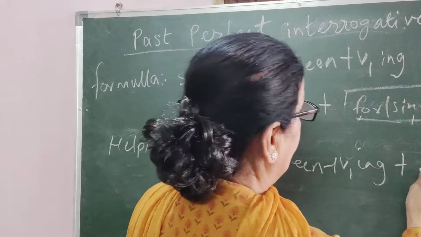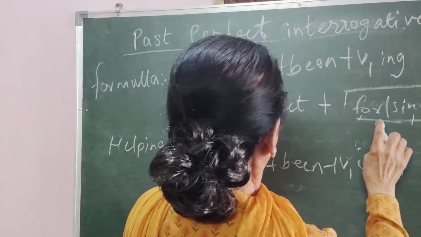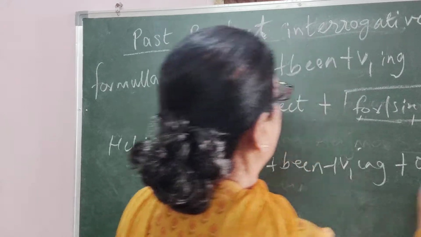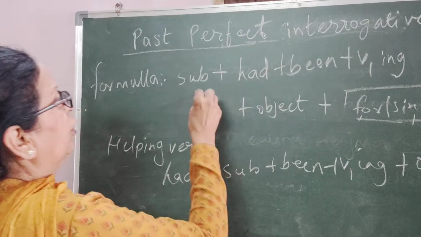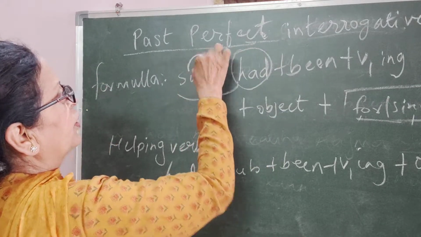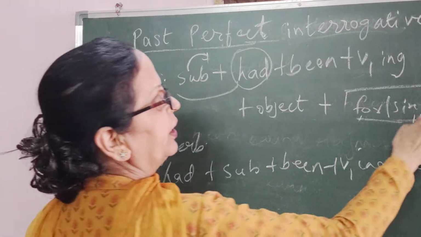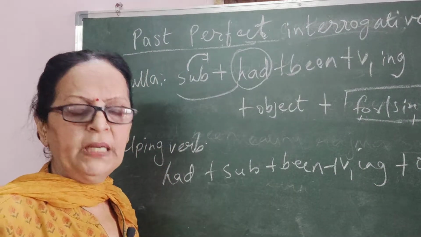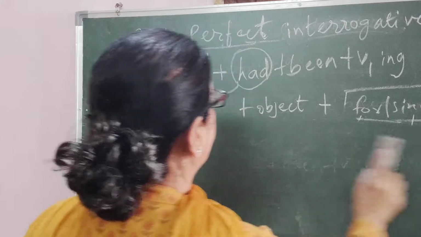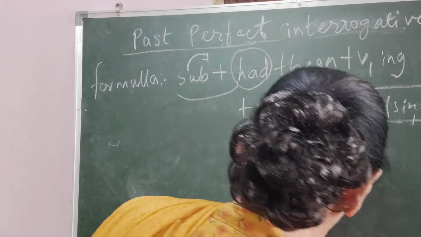Verb, then ing, then comes your object. Formula remains the same, the only thing is this will come first and this will go behind. Then for and since and the time mentioned. I am going to show you the sheet, but I am just explaining it here. So let us make a sentence.